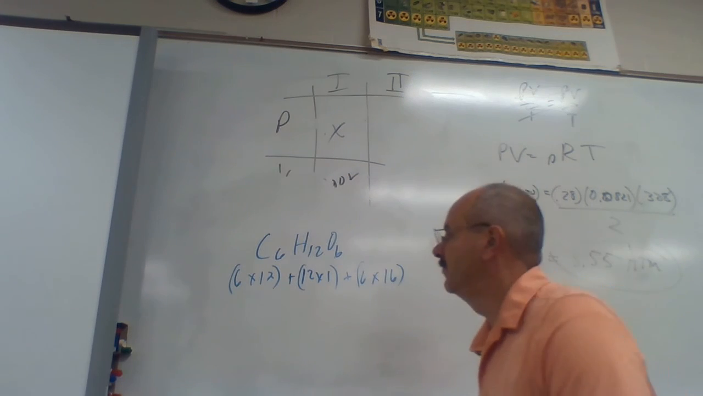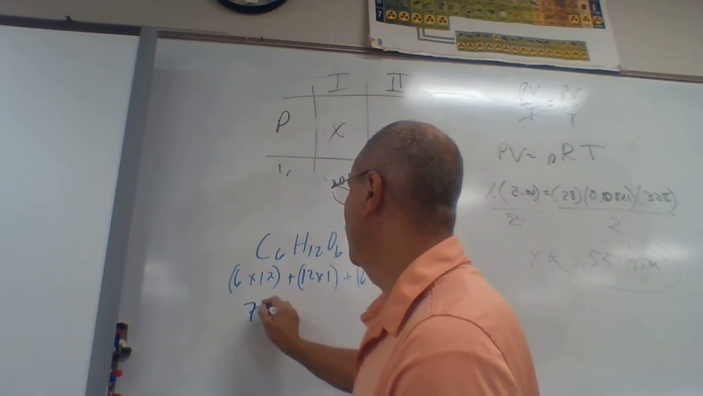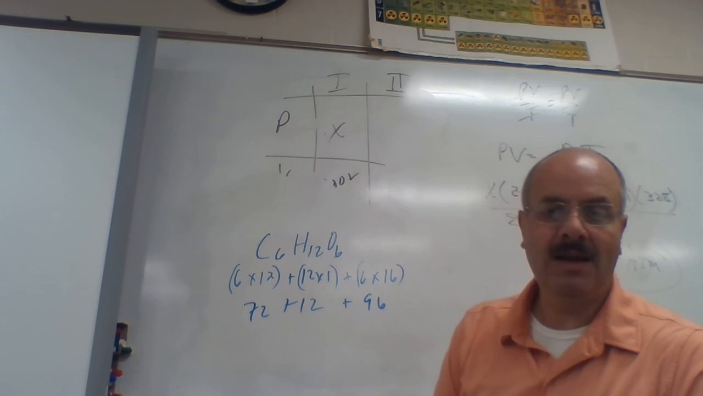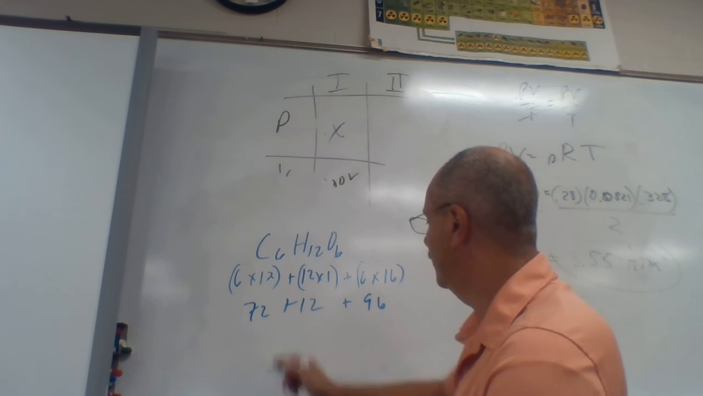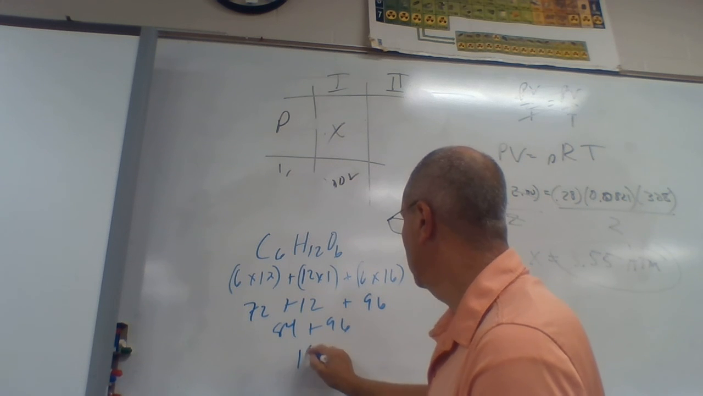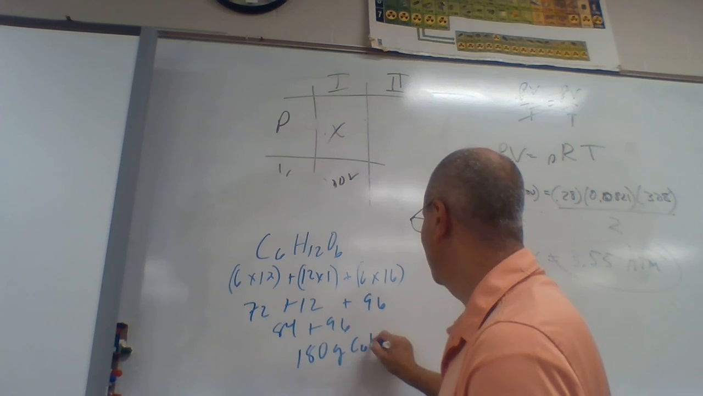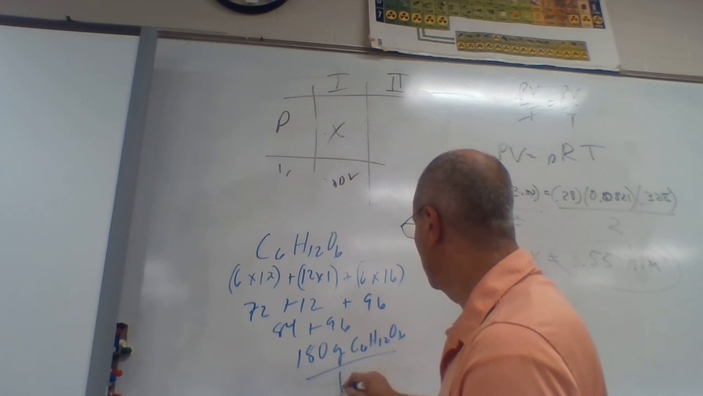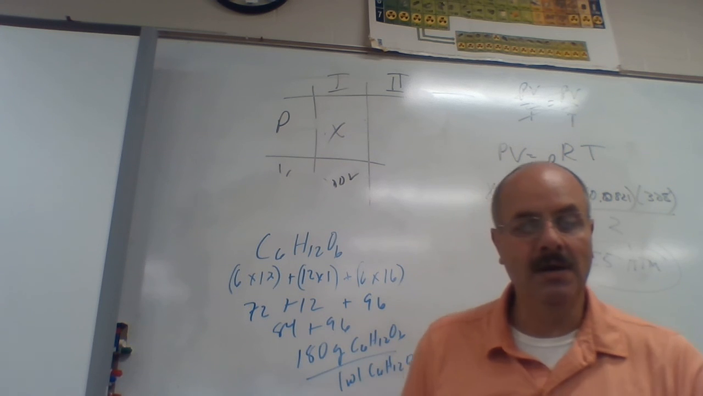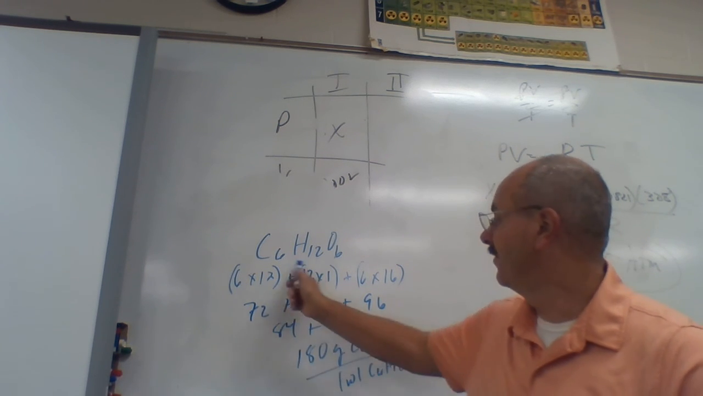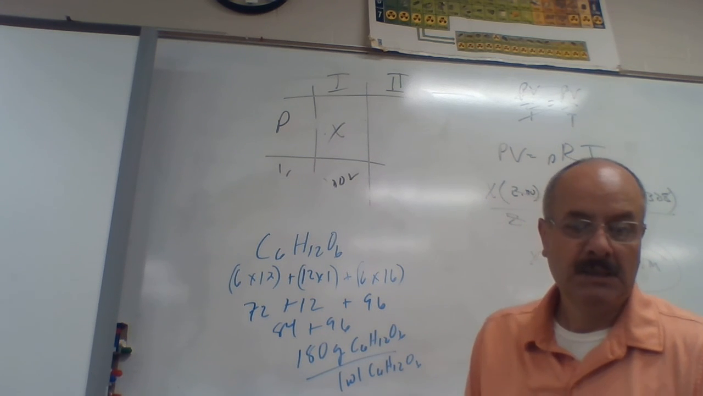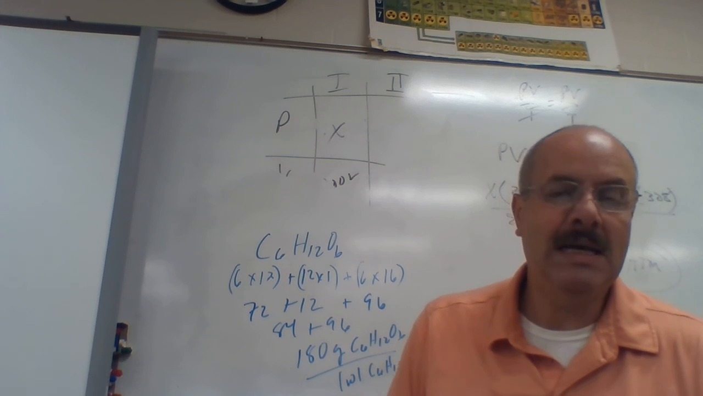All right. So if we multiply this thing out, we'd get, this would be what? 72 plus 12 plus this would be 96. Now what I'd have to do is add all this stuff up. That'd be what? 84. That's 84 plus 96. So that's like 180 grams of C6H12O6 per 1 mole of C6H12O6. So if I have 180 grams of glucose, then I have 1 mole of these molecules of C6H12O6. Okay. All right, well, the next piece in your notes says types of molar masses.